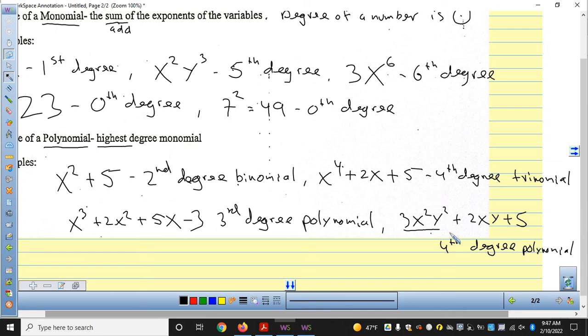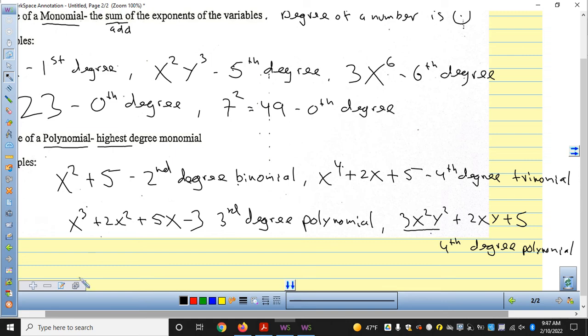What's that? I thought that was a polynomial. Well, to find the degree of a polynomial, we figure out the highest degree of the monomials that make it up. So the degree of a monomial we find by adding the exponents on the variables. So this is one term, one monomial. The degree of this monomial is 4, and that's the highest degree.